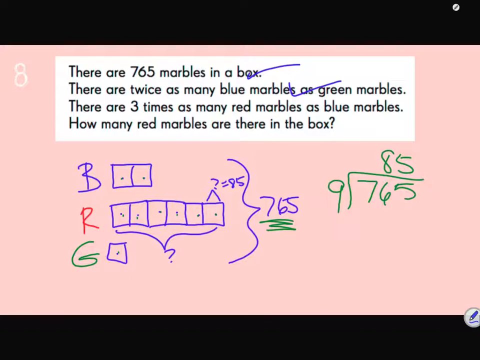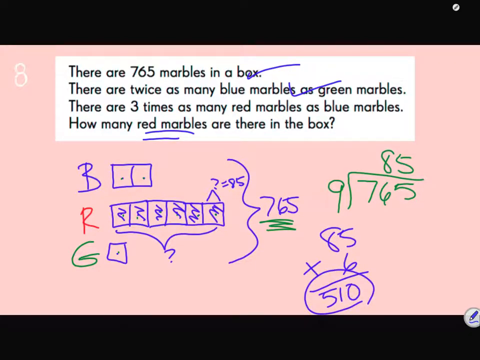So then how many red marbles are there? Well, this would be 85, this is 85, this is 85, this is 85. So I would have to do 85 times 6 to figure out how many red marbles there are to solve this thing once and for all. And 85 times 6 is 510 red marbles.